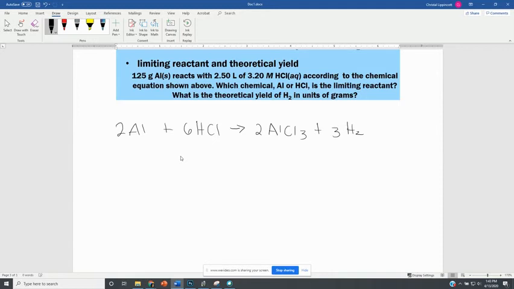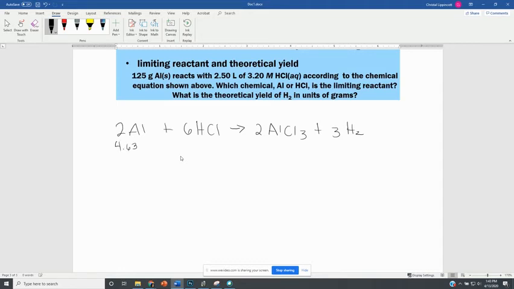I need to turn that into moles. So I'm going to divide this by 27. When I divide it by 27, I end up with 1.3. I'm sorry, that's the wrong one. When I divide it by 27, I end up with 4.63 moles.